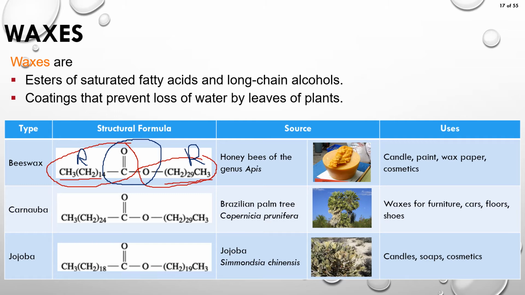That's also why our fruits, if you notice our apple, if you drop water on it, the water just drips from the outer coating. That is because our apple is covered with wax.